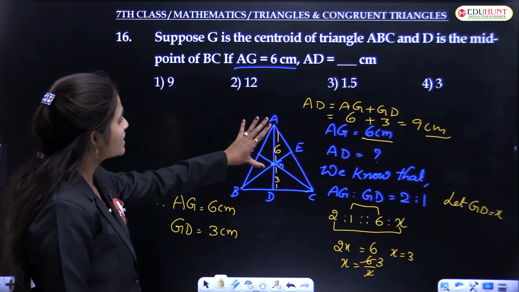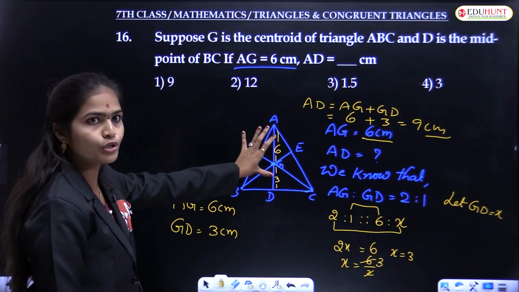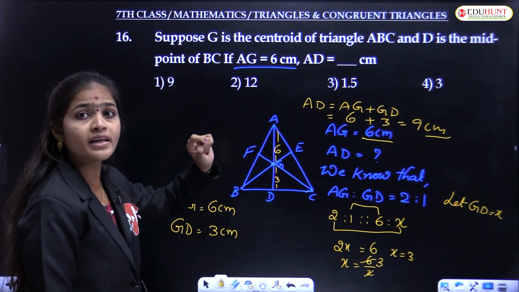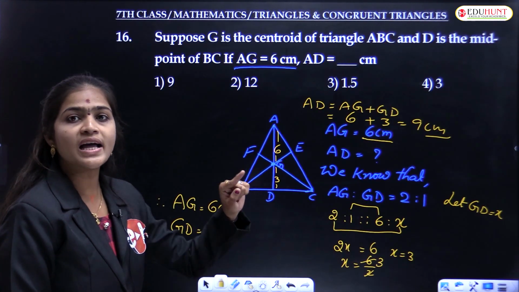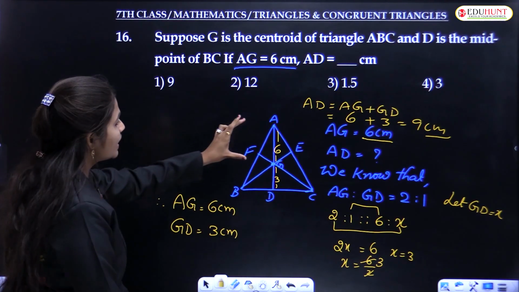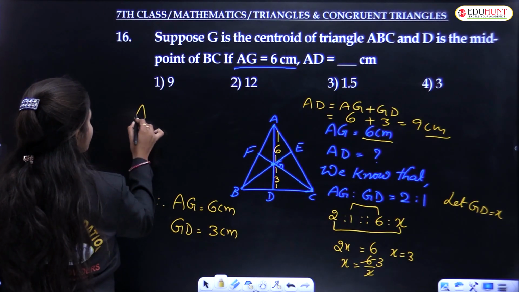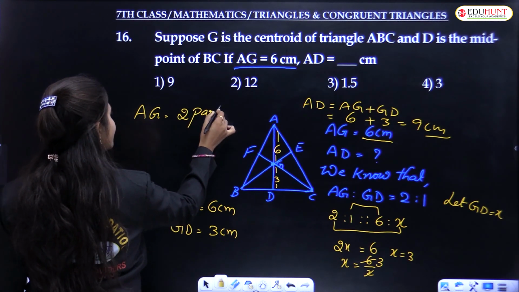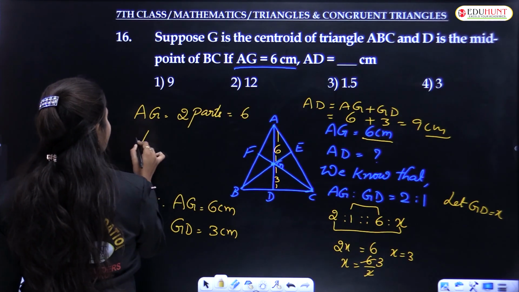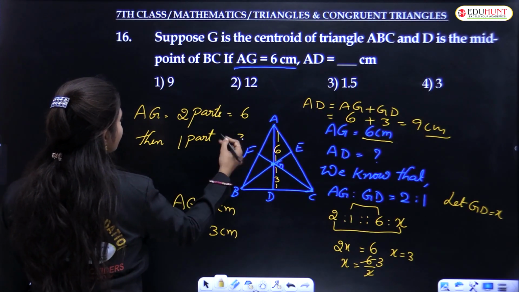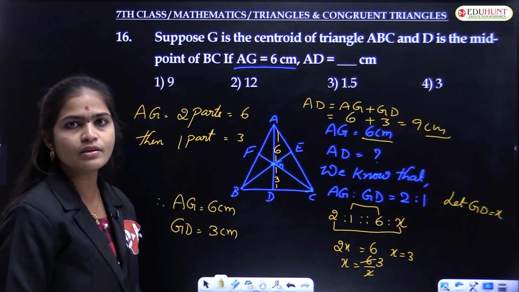So here, come to the diagram. We know the condition that G divides AD in the ratio 2:3. So 2 parts is 6, then what is 1 part? 2 parts value is equal to 6. Without using this process also we can do that. Here they gave AG, no? So AG is equal to 2 parts. So 2 parts value is 6, then 1 part is 3. Simply completed like this also we can say.